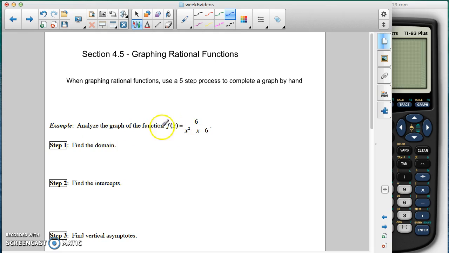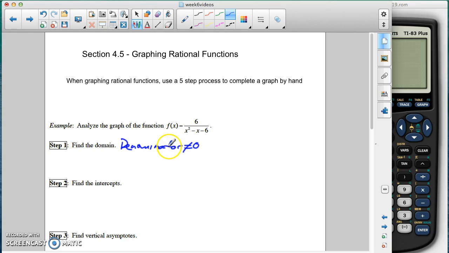So we're going to start out with a worksheet problem that you have in your worksheet. We're going to take these 5 steps and work through this problem. The first thing you want to do here is find the domain. That's step 1. Since it is a rational function, the denominator cannot equal 0, or we can't get a solution.